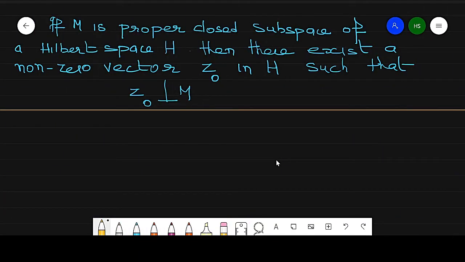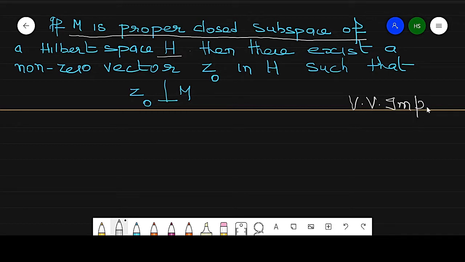Next result is: if M is a proper closed subspace of a Hilbert space H, then there exists a non-zero vector Z0 in H such that Z0 is perpendicular to M. So this is a very important result. So what is the given part?